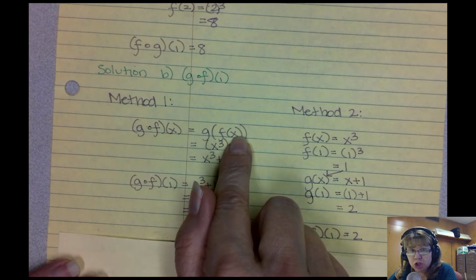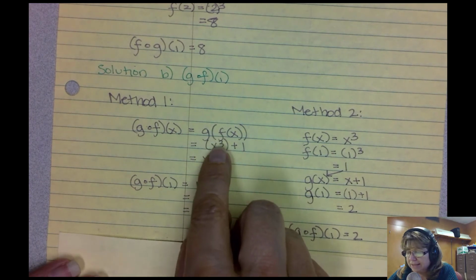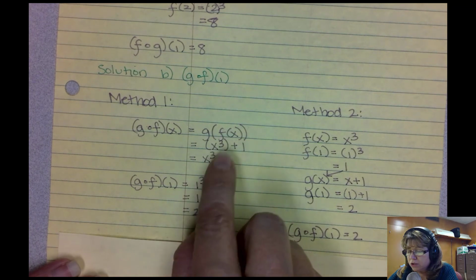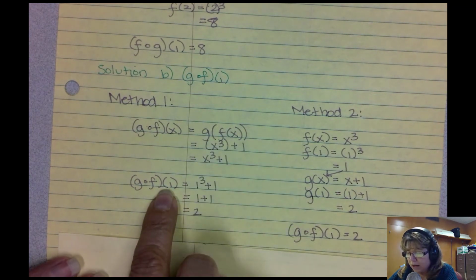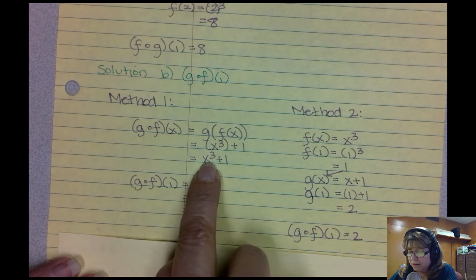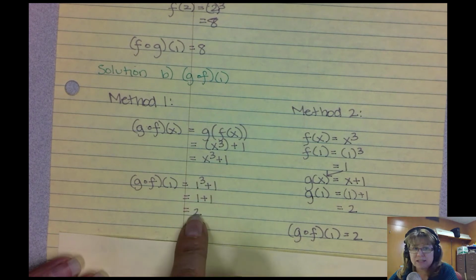Now remember, g is x plus 1. F of x is x cubed, so wherever I see the x plus 1, I have to put the entire x cubed here. So I get x cubed plus 1. Now I'm going to evaluate it at 1. Wherever I see an x, I'm going to place a 1. So 1 cubed plus 1. 1 cubed is 1. 1 plus 1 is 2. That's the first method. Let's take a look at the second method.